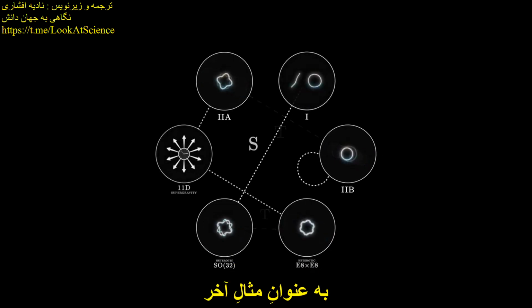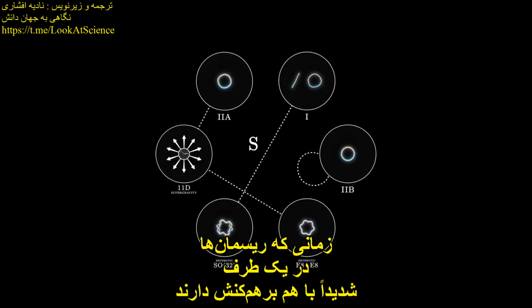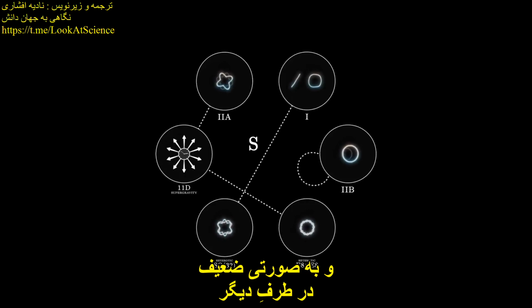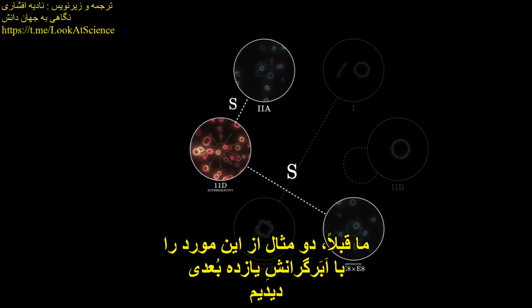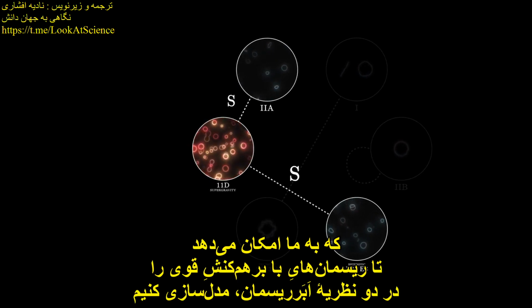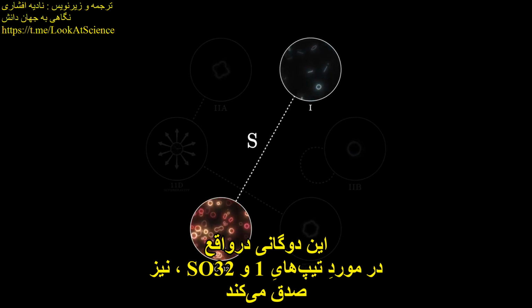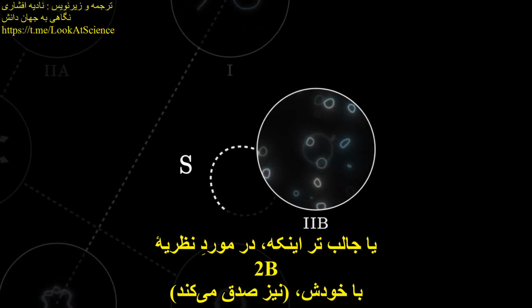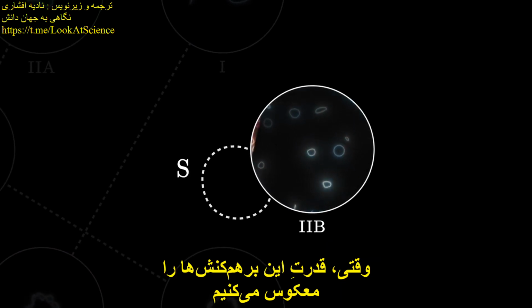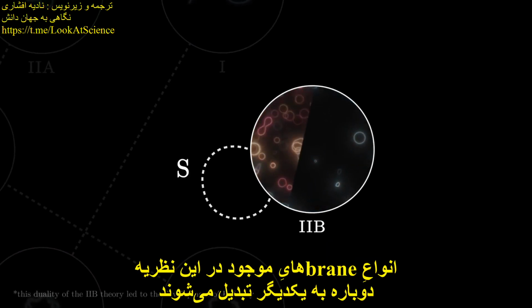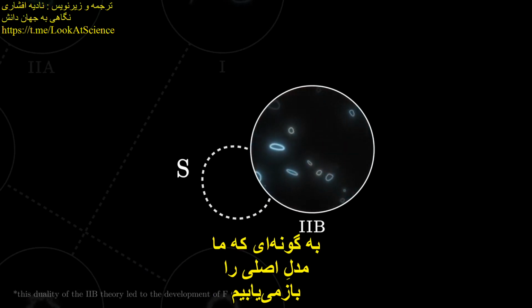As a final example, we also discover S-duality, when strings interact strongly on one side and weakly on the other. We already saw two examples of this with 11-dimensional supergravity, which allows us to model strongly interacting strings within two of the superstring theories. This duality, in fact, also applies to the types 1 and SO32, or more interestingly, to the 2B theory with itself. When we invert the strength of the interactions, the types of branes contained within the theory convert back into each other, such that we recover the original model.